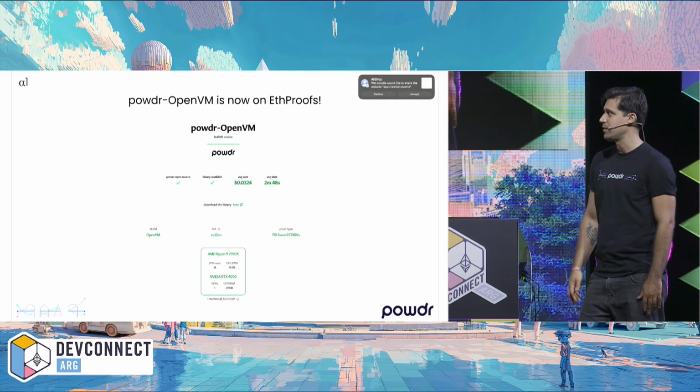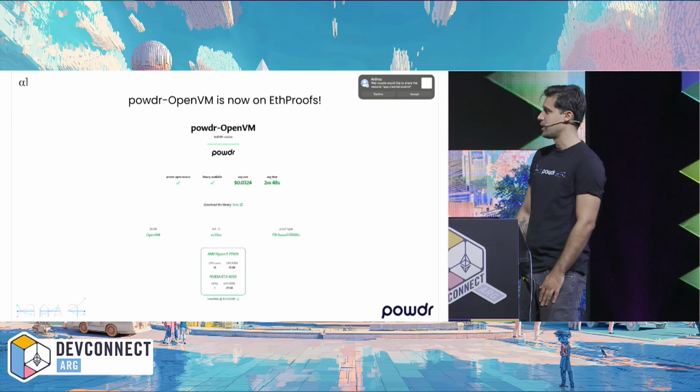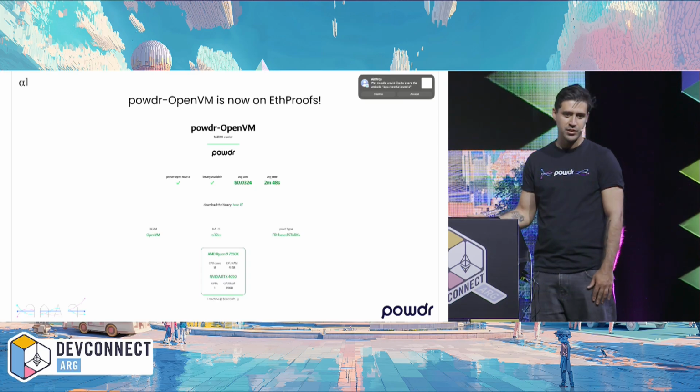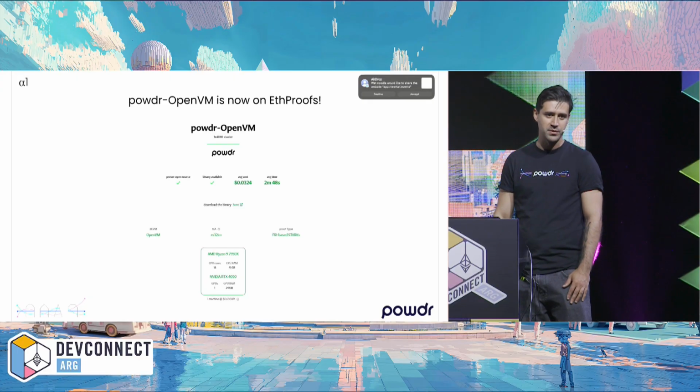With this, we have integrated the powdr OpenVM on ETH proofs as of last week, which is great to compare to the state-of-the-art zkVMs and be part of this race and test our own optimizations with time.